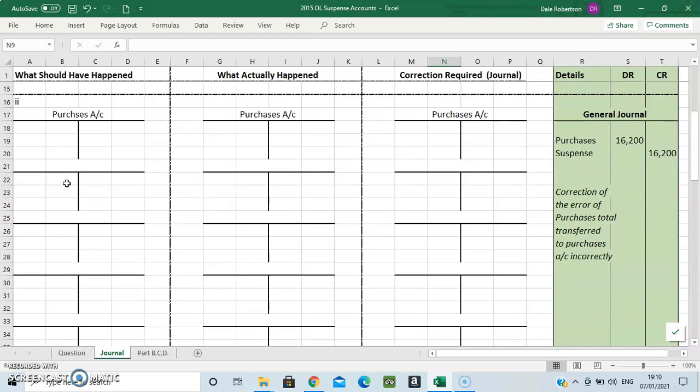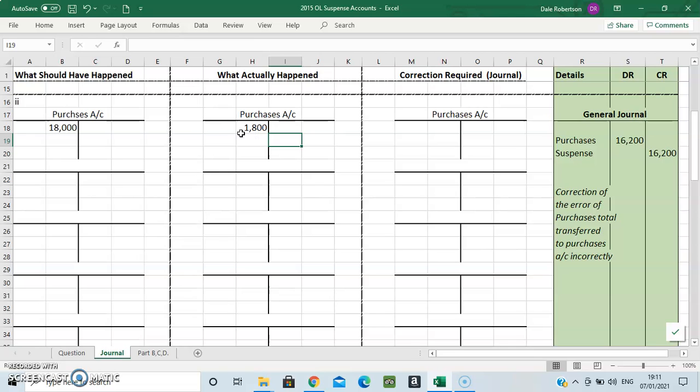Again, you have what should have happened, what actually happened, and the correction required. Now, in this case, it says the total of the purchases book was 18,000, but it's been entered in the purchases account as 1,800. Purchases is on the debit side, it's an expense. It should have been 18,000, but it was put in as 1,800. So that is not an error of omission, that's an error of arithmetic. They've put the wrong number in.